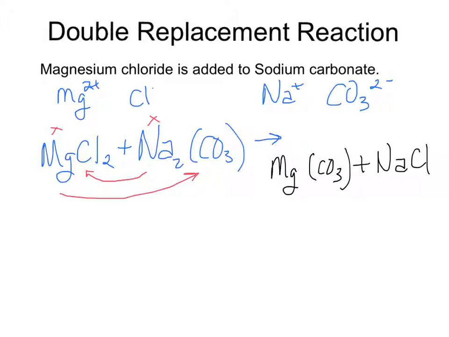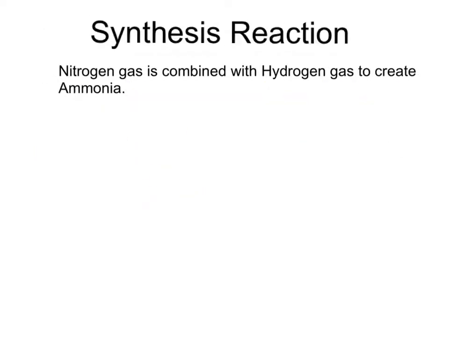replacement reaction. Now a synthesis reaction means we're going to take 2 elements and we're going to put them together to create one. Alright, so right off the bat here we have nitrogen in gas form plus hydrogen in gas form is going to create ammonia. And ammonia is an NH3.